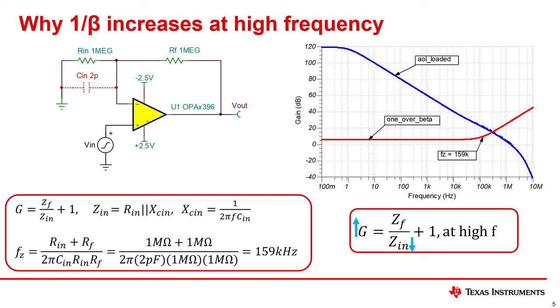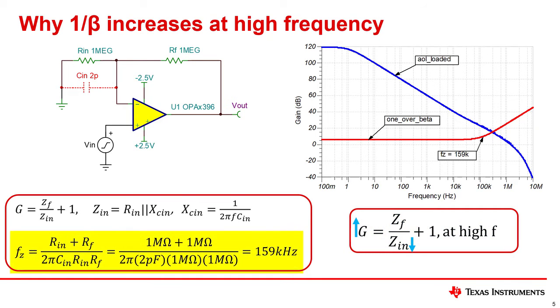The gain of a non-inverting amplifier is normally calculated with the equation Rf over Rin plus 1. In this case, Rin is a complex impedance, so a better way to state the equation is that gain is equal to Zf over Zin plus 1. The impedance of Zin is the parallel combination of Rin and the reactance of Cin, or Xcin. Since Xcin decreases at high frequency, the impedance Zin will also decrease. When Zin decreases, gain will increase. This is why the 1/beta curve increases at high frequency.